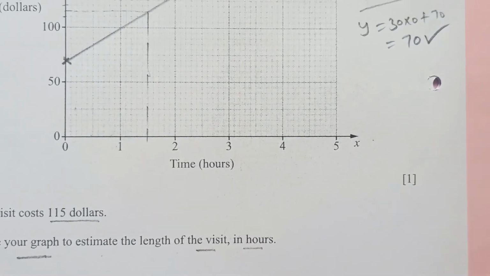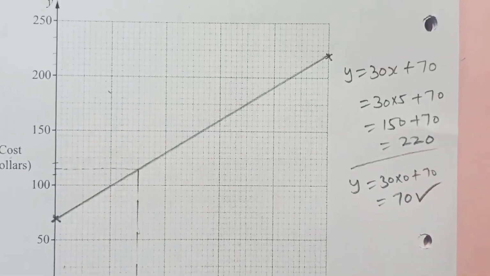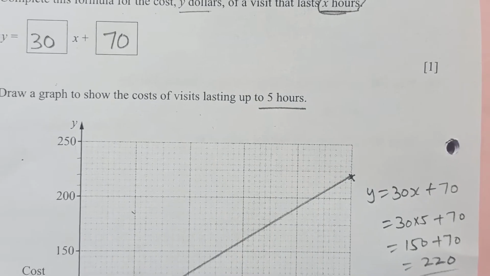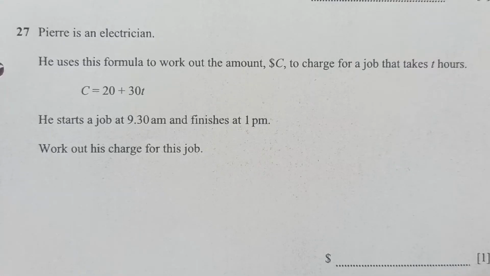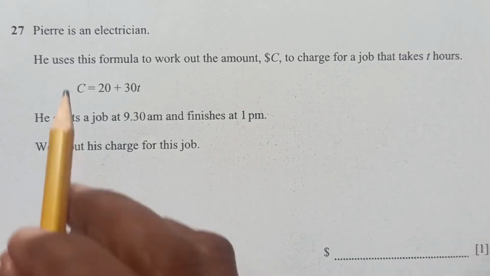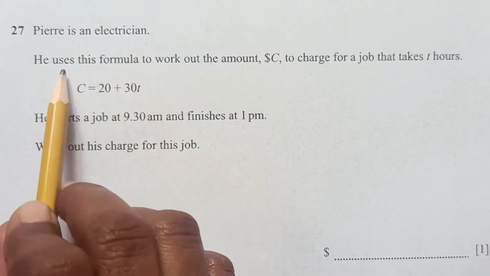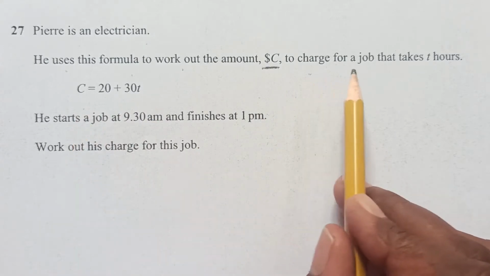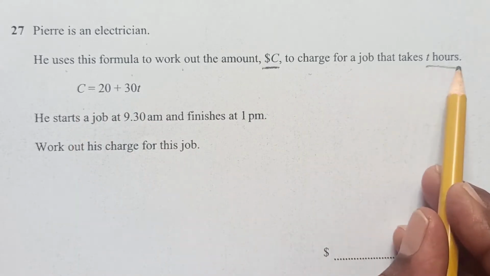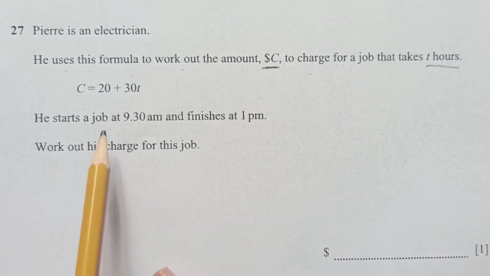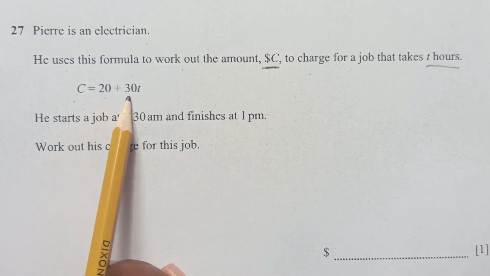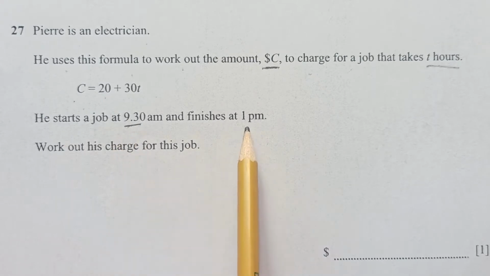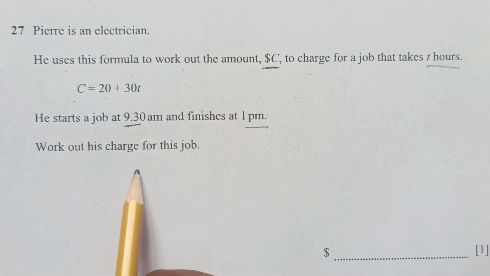So you see, this is a 3 marks question, but you need to put in effort and think logically to work these questions, right? Here is another question. Pierre is an electrician. He uses this formula to work out the amount $C to charge for a job that takes T hours. This is just a similar kind of question to the one we just did. C is 20 plus 30T. He starts a job at 9:30 and finishes at 1 p.m. Work out his charge for the job.